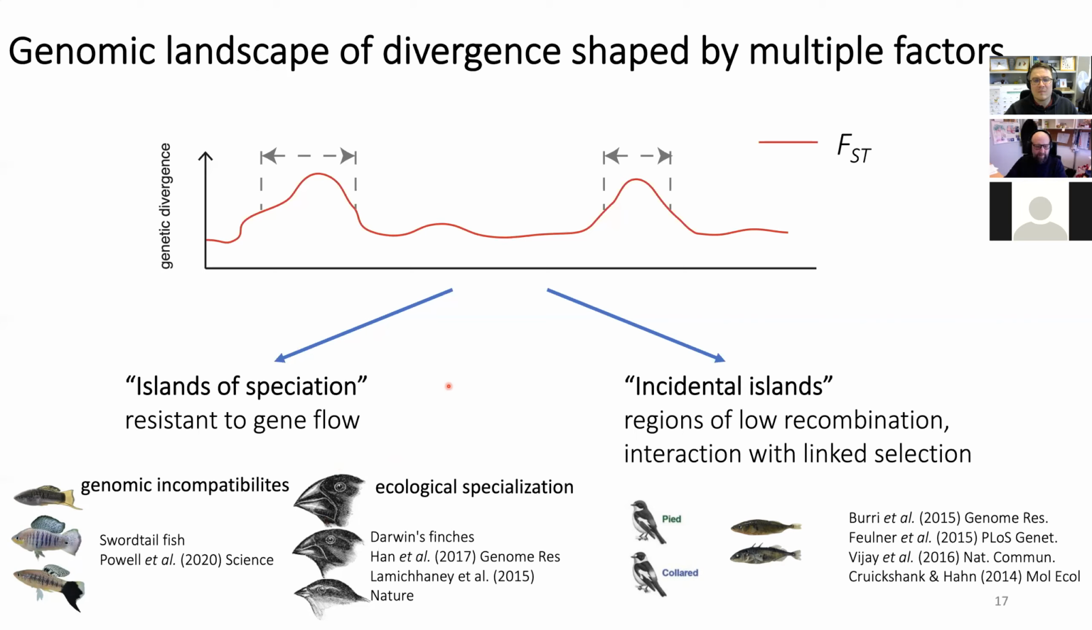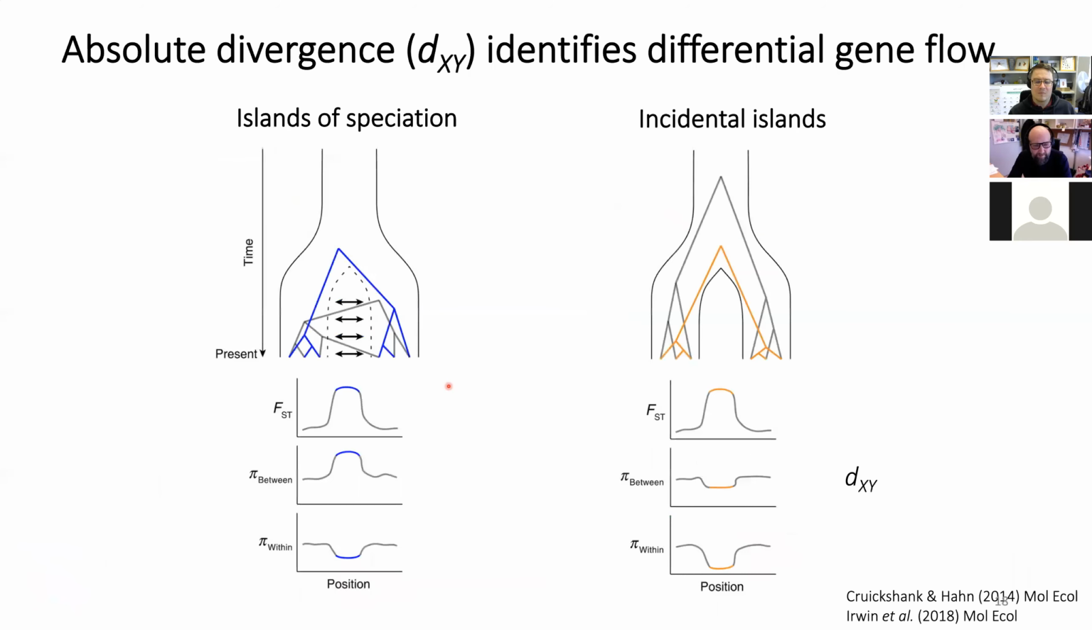So we wanted to use these theories to analyze what we can learn about speciation in this new cryptic bumblebee species. But one way to distinguish between these two models is to use the statistic dxy, which is absolute divergence.